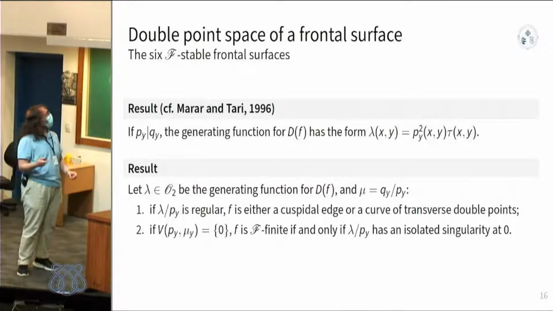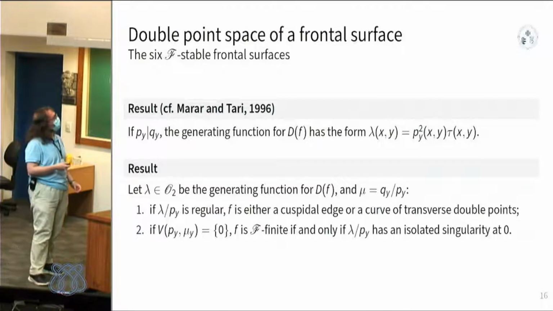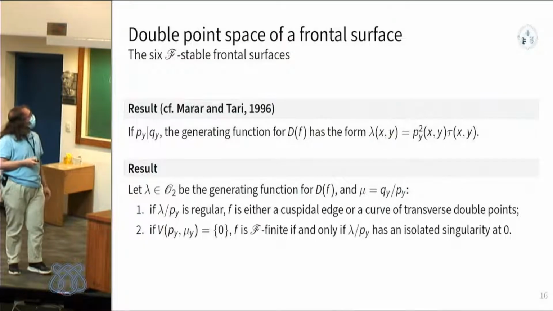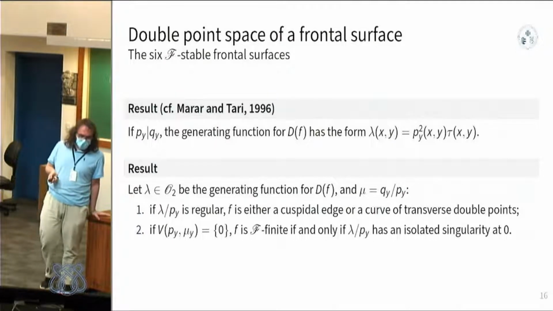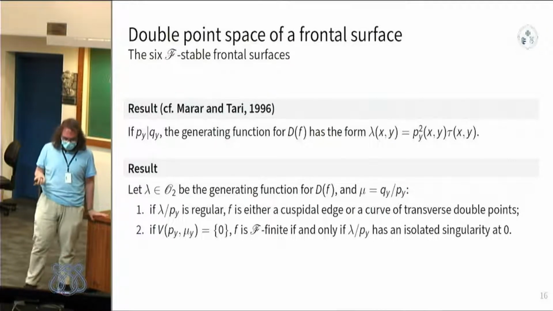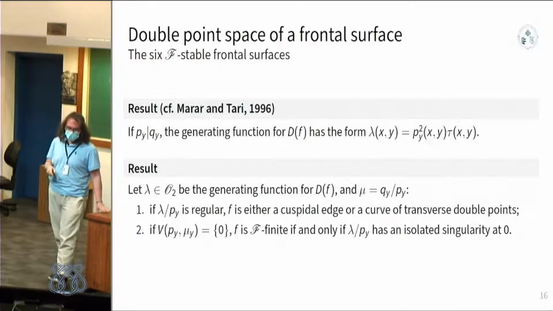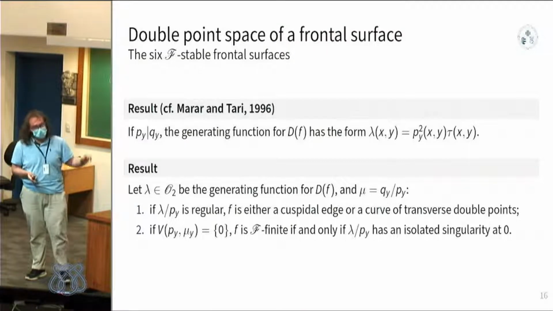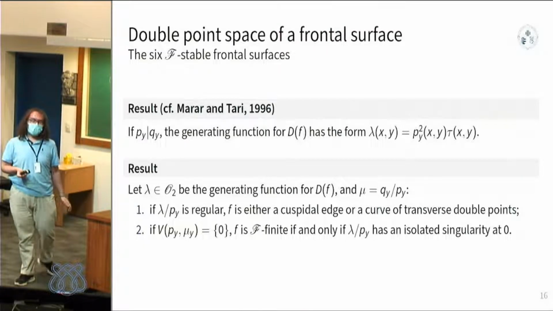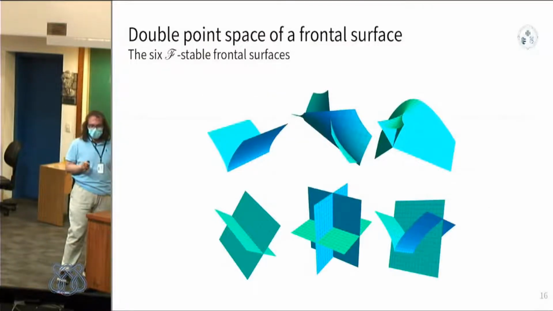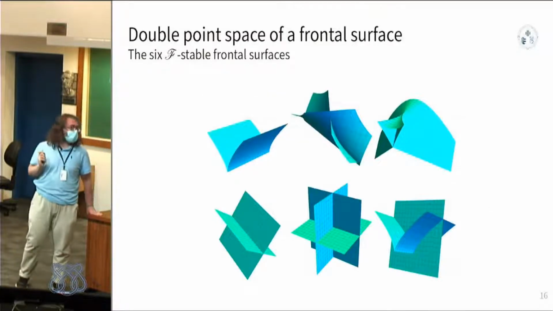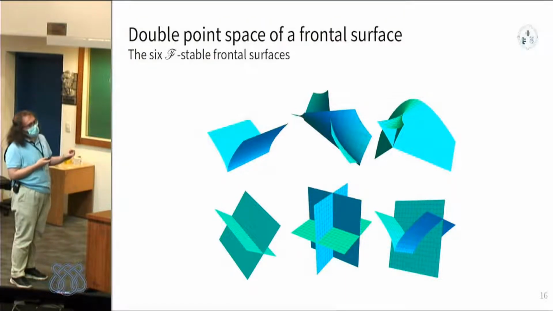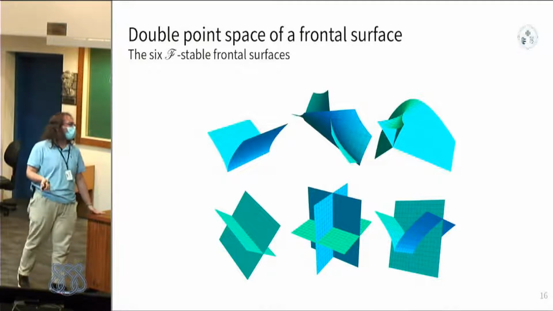Now, we have further results regarding this function. We can characterize whether f is finite, or even if it is just a cuspidal edge or a curve of transversal points, in terms of which form this lambda function takes. As a consequence, there are only 6 stable frontal surfaces in 3-space. Of course, I am excluding the immersion because that one's trivial.